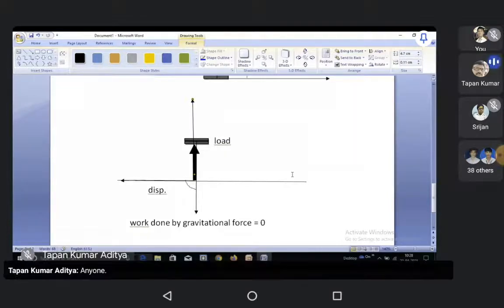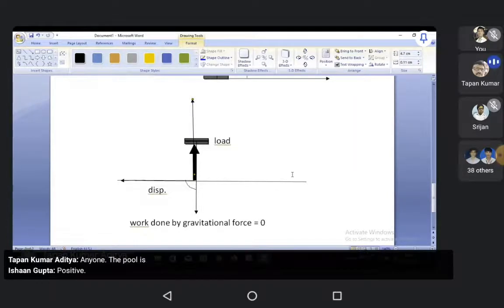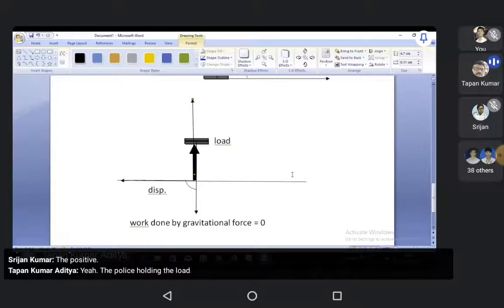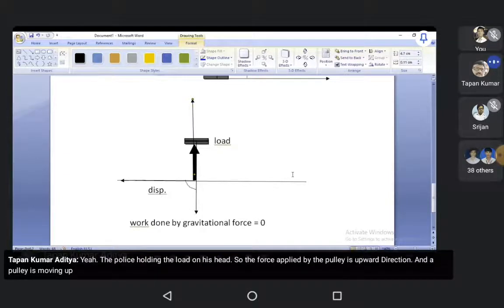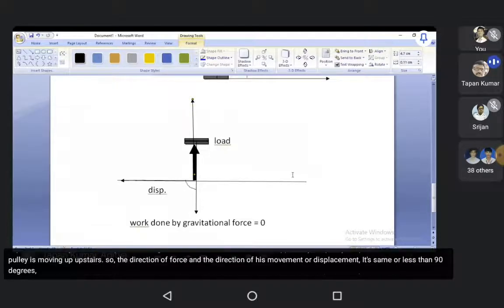Anyone? The pulley, yes, it is positive. The pulley is holding the load on his head, so the force applied by the pulley is in the upward direction, and the pulley is moving upstairs. So the direction of force and the direction of his movement or displacement is the same, or less than 90 degrees, so work is positive in this case.